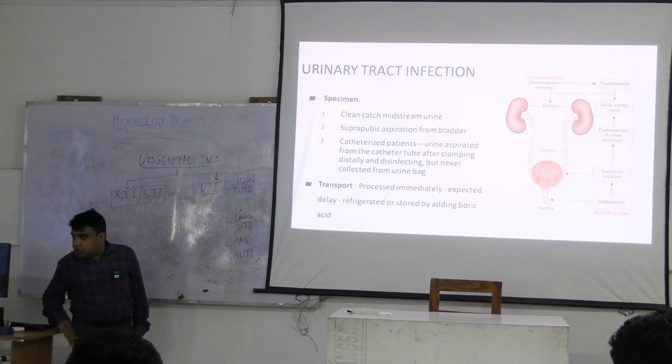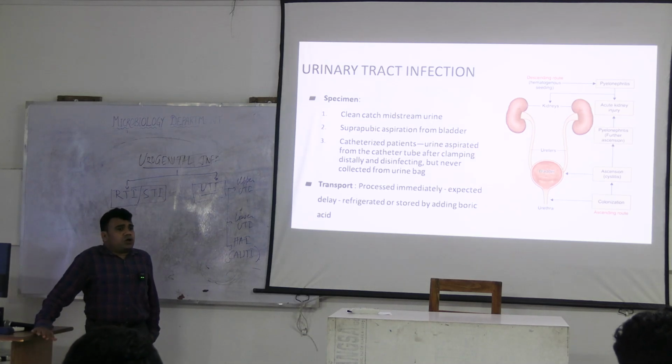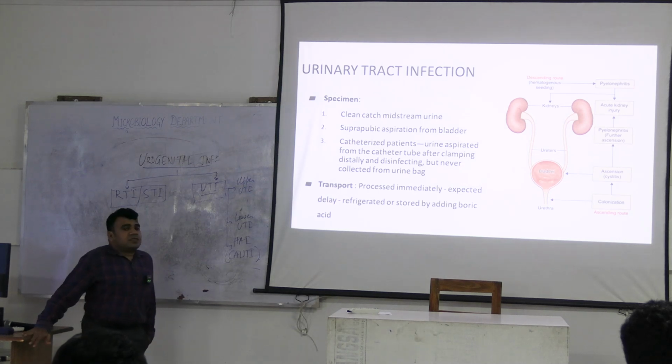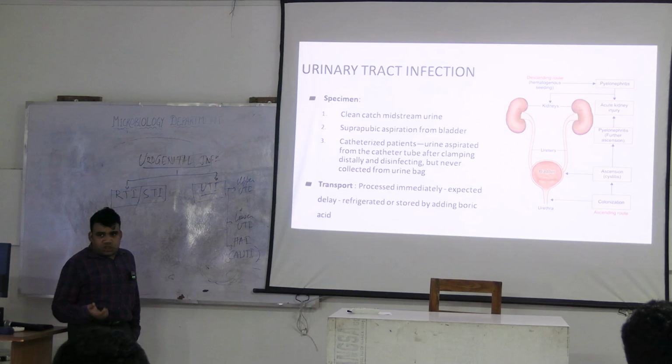Now that's all about the presentation. Now how can we confirm the diagnosis? See, I have already told you, for confirmation of diagnosis we need to have a clinical diagnosis and a laboratory confirmation of diagnosis. So if we are saying that this is an infection, that means we have to delineate what is the causative agent of the infection.